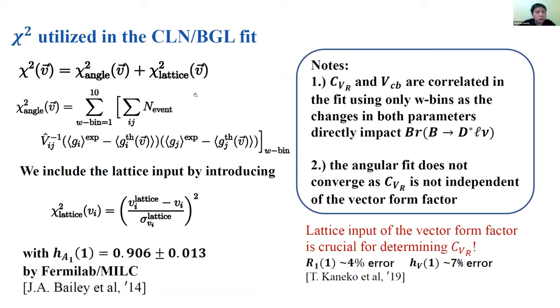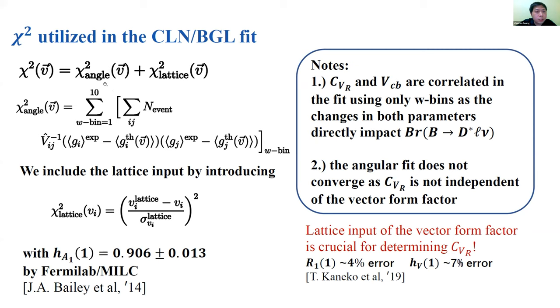Then having this pseudo data, we can fit hadronic form factors and CVR. It should be noted that CVR cannot be determined using only W bins of the decay rate, because without knowing VCB precisely, CVR and VCB are strongly correlated as they both directly impact the decay rate. That's why we need the angular observables to fit the angular observables.